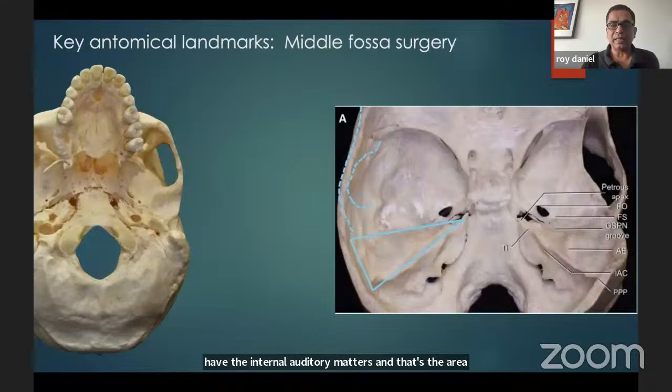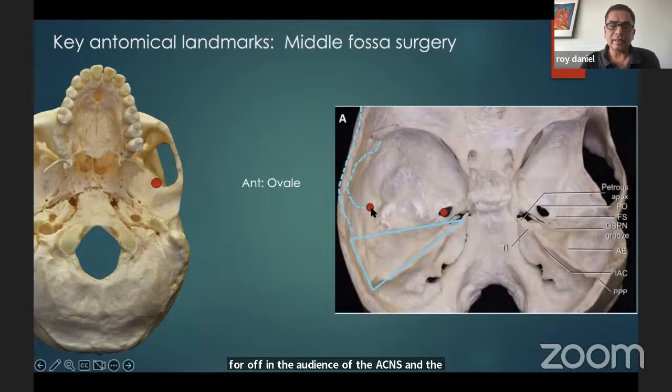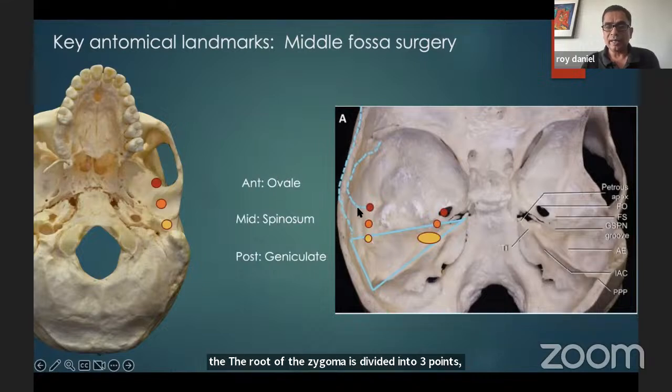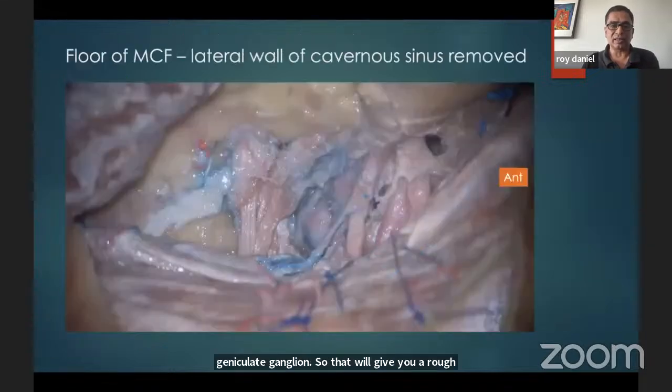What are the key anatomical landmarks? Essentially for the young people in the audience of the ACNS and the EANS, the root of the zygoma is divided into three points, the anterior, middle, and posterior, and they correspond in depth with the foramen ovale, the foramen spinosum, and the geniculate ganglion. That will give you a rough surface marking when you plan the trajectory for these structures.